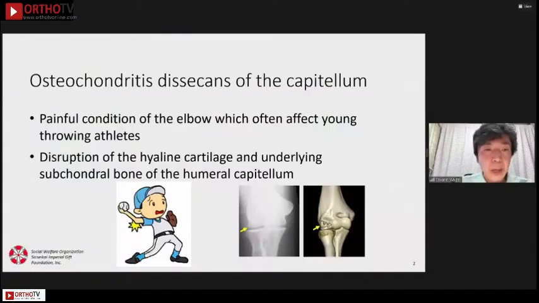Osteochondritis dissecans of the capitellum is a painful condition of the elbow which often affects young throwing athletes. The pathology is disruption of the hyaline cartilage and underlying subchondral bone of the humeral capitellum.